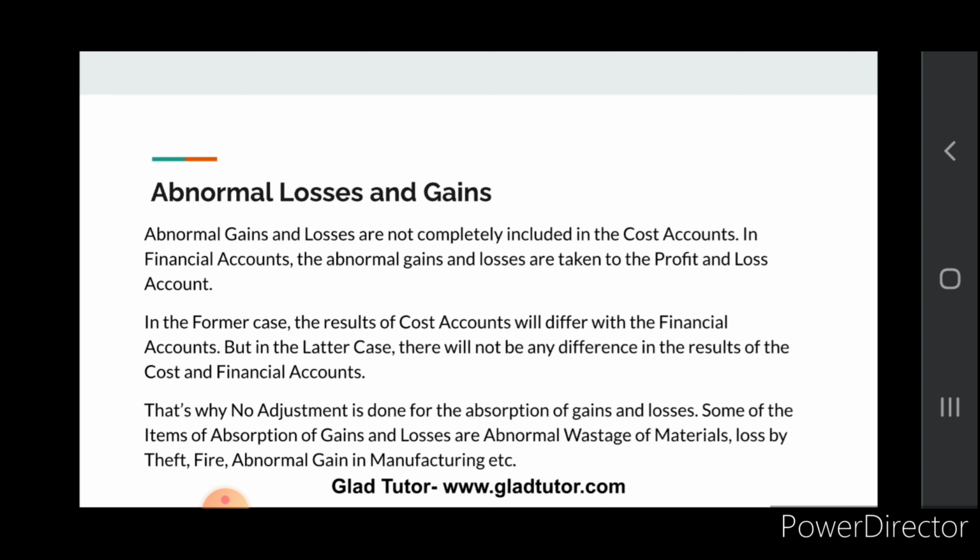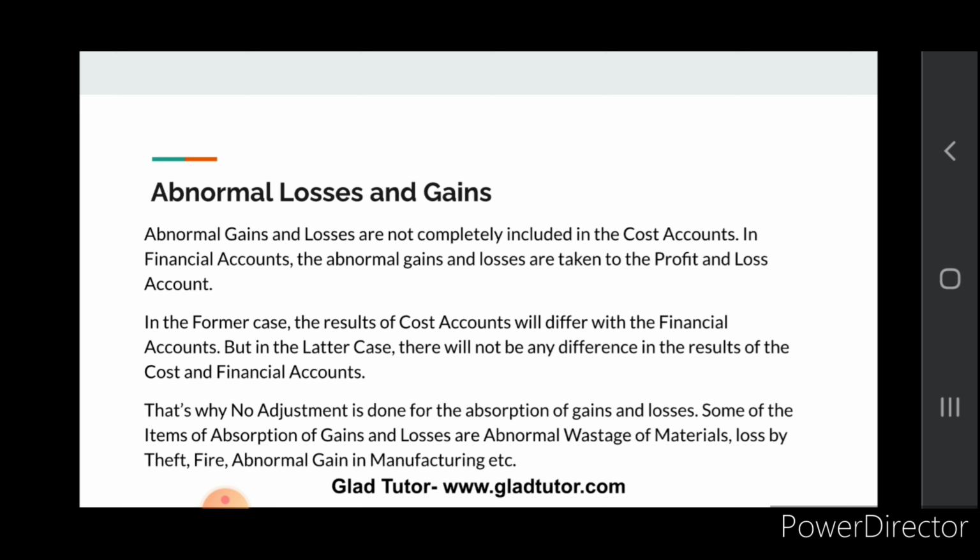There is another thing, abnormal losses and gains. These are not completely included in cost accounts. In financial account, these are taken to the profit and loss account. So in the former case, the results of cost account will differ from the financial account, but in the latter case there will not be any difference. That's why no adjustment is done for the absorption of gains and losses. Some of the items of absorption of gains and losses are abnormal wastage of material, loss by theft or fire, or abnormal gain in manufacturing. So these are the reasons for the difference in the results of cost and financial account.